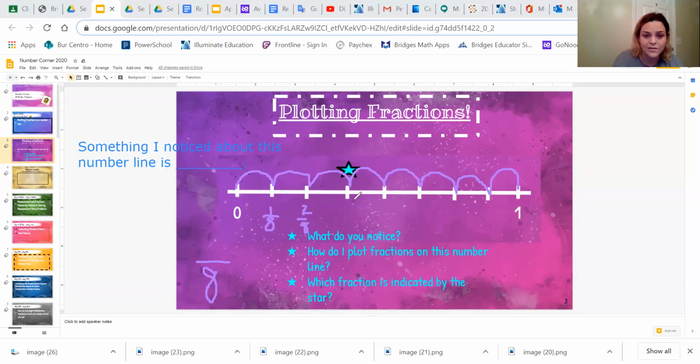That would be 2/8. If I continue, this would be 3/8. This would be 4/8 or 1/2, because 4 is half of 8 and 1 is half of 2. This would be 5/8.